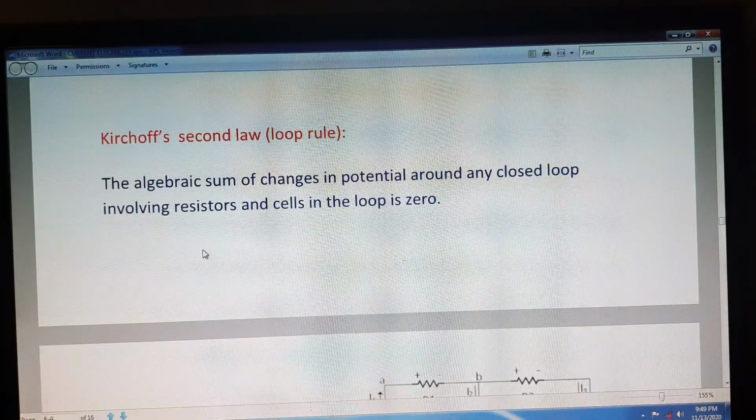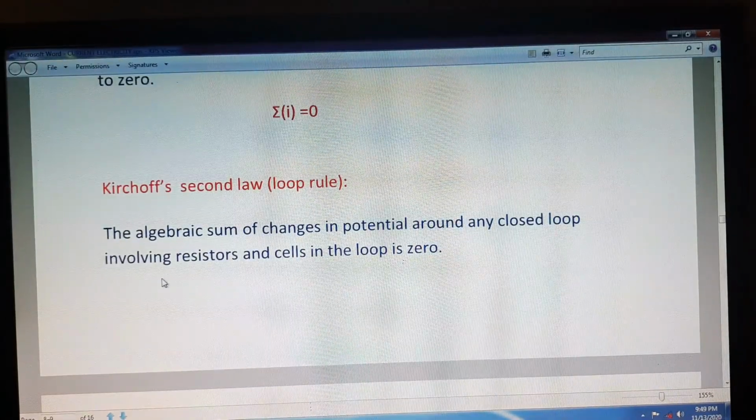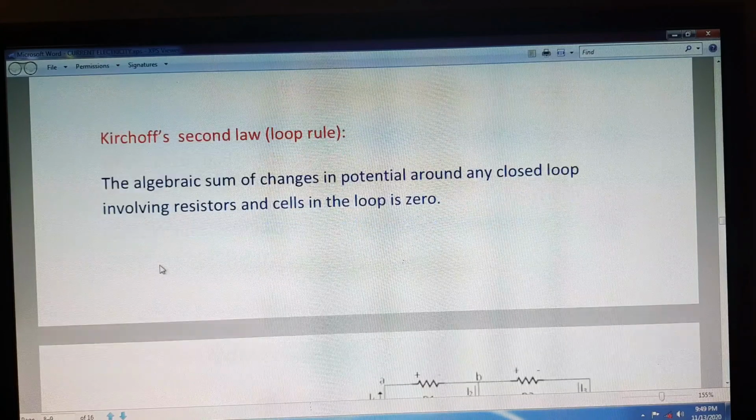Next one, the second law, Kirchhoff's second law. The first law represents the electric current, and the second one tells about the potential difference, the potential voltage law. So it is also called the loop rule. In the second law, we observe that the algebraic sum of changes in potential, potential drop, voltage around any closed loop involving resistors and cells in the loop is 0.